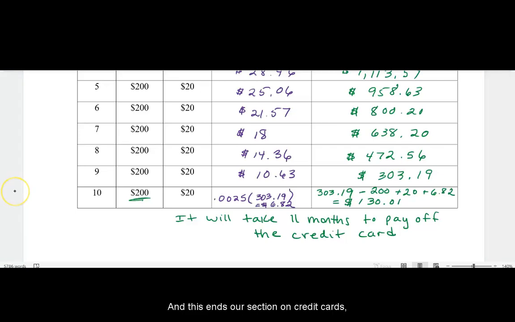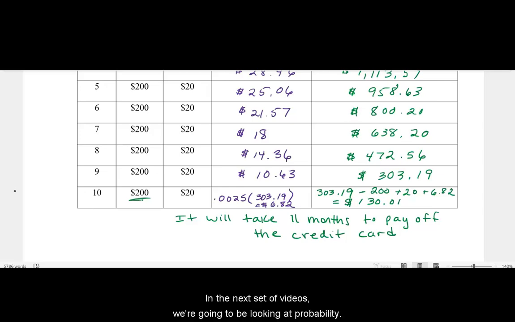And this ends our section on credit cards, but it also ends our whole chapter on finance. In the next set of videos, we're going to be looking at probability.